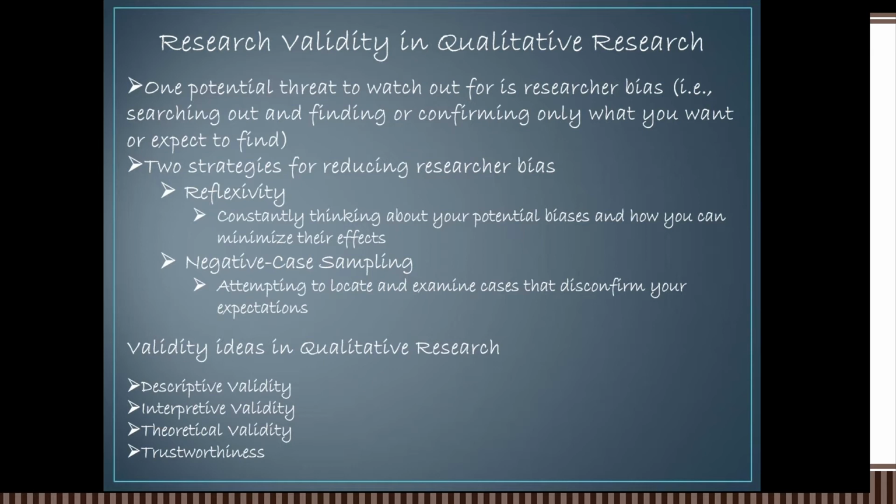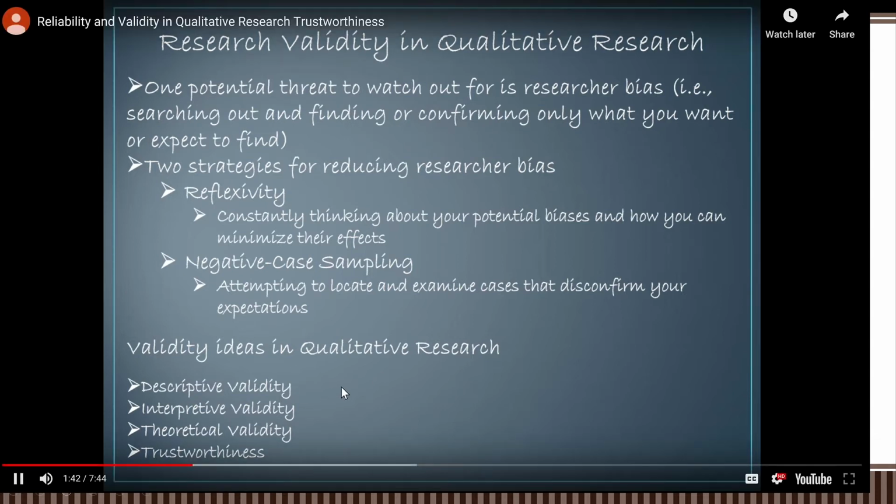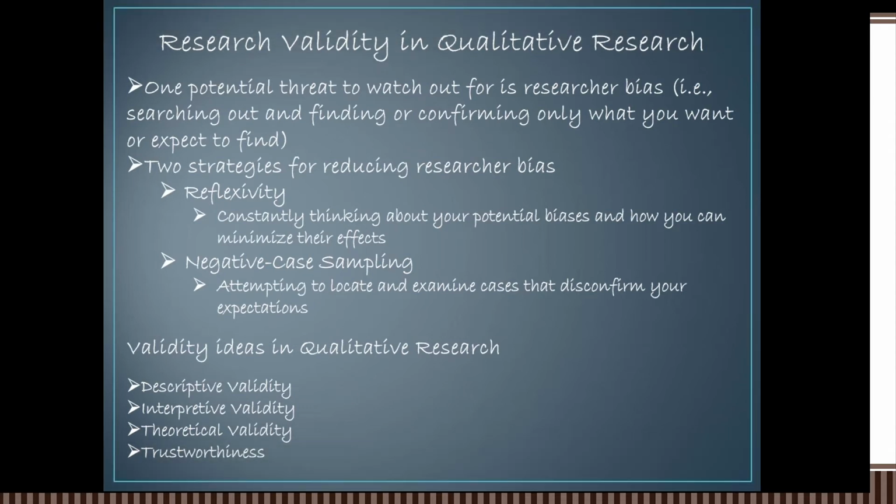You also could do a negative case sampling. So you're finding, or you're attempting to find, a case or some research that disproves your hypothesis or disproves your results, and you're including that within your research results to show that although this case got this information, here's what our results say and how it stands true. So it's minimizing that researcher bias because you're bringing in this alternative perspective.